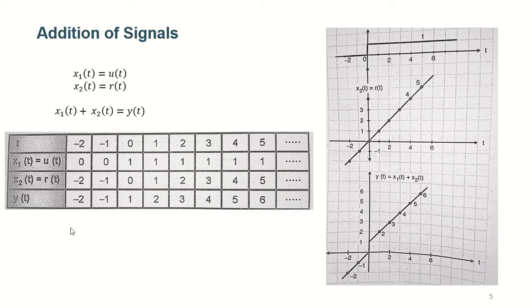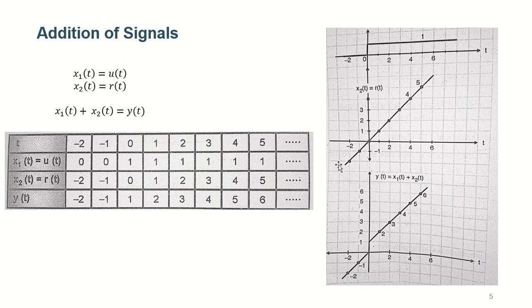Okay, so now let's consider two signals to understand what the addition of signals is. Let's first take x1 of t is equal to u of t, again my simple unit step signal, which you can see here, as I mentioned in the scaling operation as well. And I'm taking x2 of t is equal to r of t. What is r of t? r of t is my ramp signal, and you can see the ramp signal here.